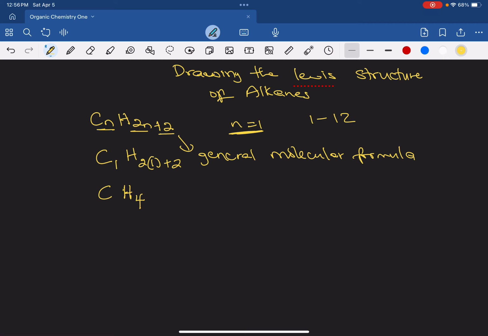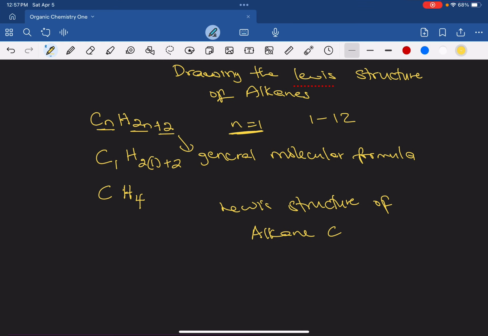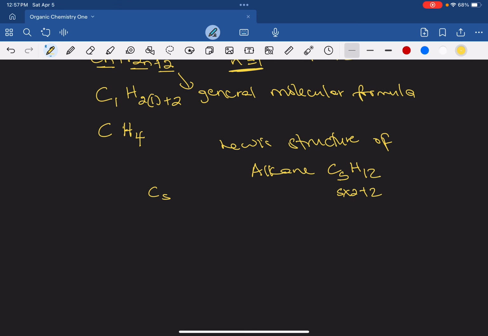Now, let's look at the Lewis structure of an alkane with 5 carbons. So if an alkane has 5 carbons, it has 12 hydrogens. 5 times 2, I'm sorry, is 10, plus 2 gives you 12. So let's draw C5H12 as a Lewis structure.